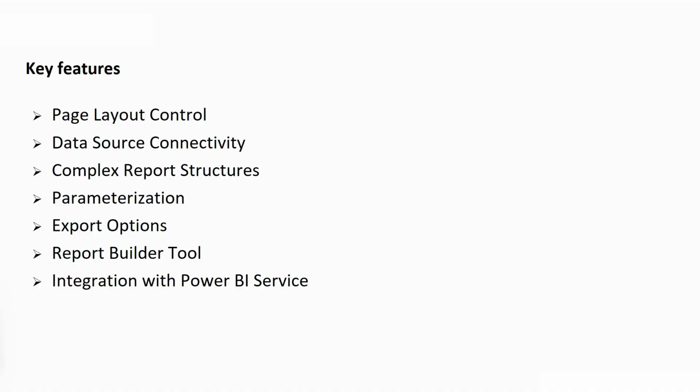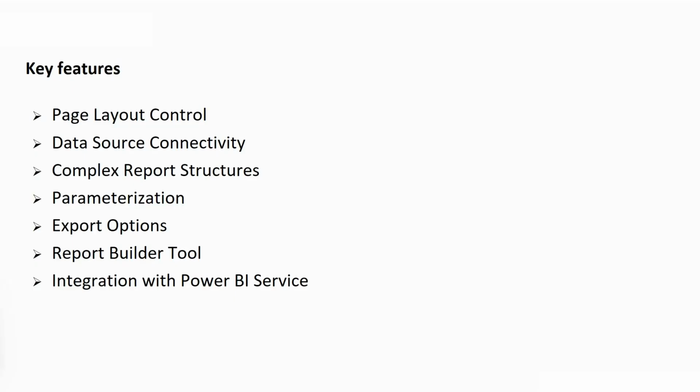The next one is complex report structure. Paginated reports support advanced features like nested data regions, multiple data sets, sub-reports, and dynamic headers and footers. These features are essential for creating complex reports that need to adhere to strict formatting guidelines.